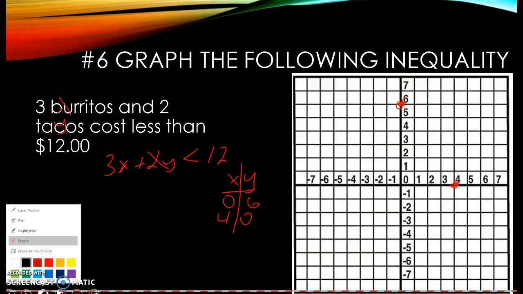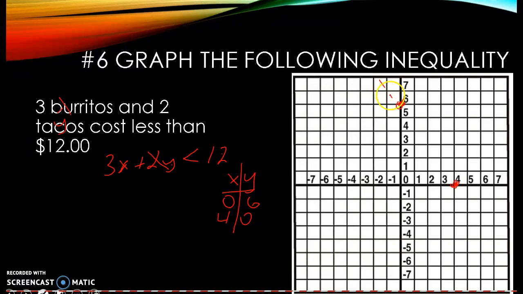So it's going to look something like this. It's going to be a dotted line that goes between these two points. And nothing on this line is going to actually work because that would be equal to $12. And it says it was less than $12. What will work is anything less than that.